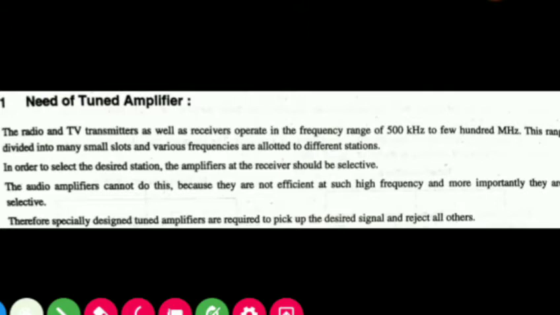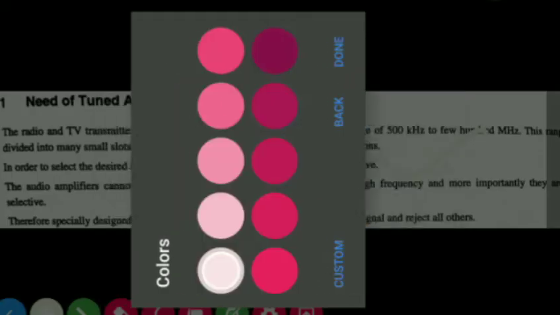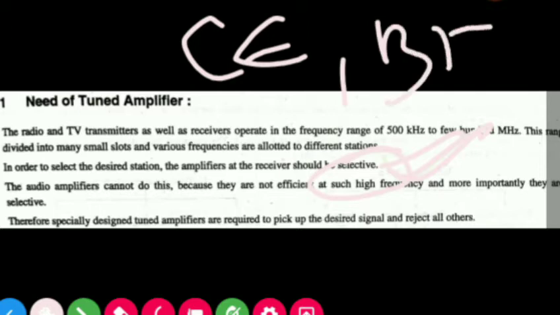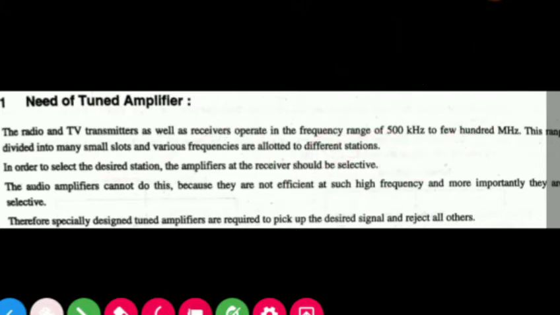This requires some special type of amplifier for selective purpose, which has the facility of selectivity, so it requires a tuned amplifier. Therefore, specially designed tuned amplifiers are required to pick up the desired signal and reject all others. Other amplifiers, like the RC amplifier and BJT based multi-stage amplifier, do not have the facility of selectivity. For selectivity to a particular station, we require a tuned amplifier. So the tuned amplifier is designed for selection of particular frequencies.